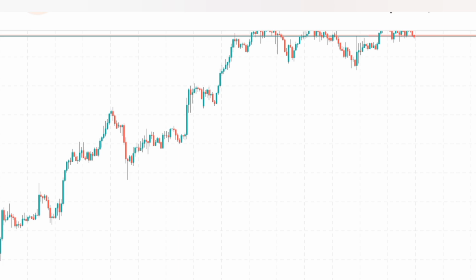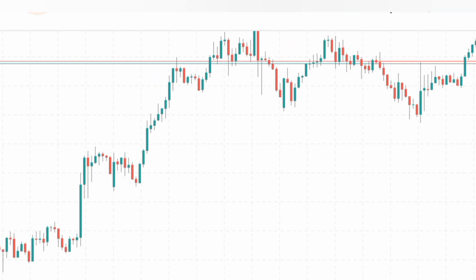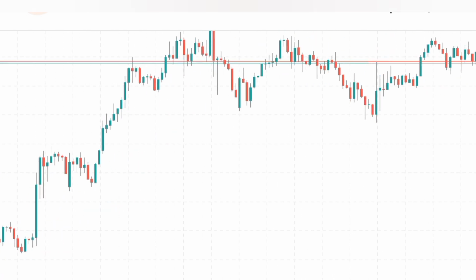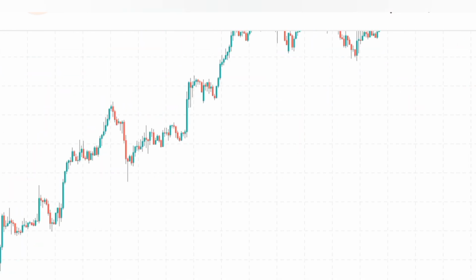So this is my gold chart. I was able to make profits this week, and I used my scalping strategy that has almost an 80% win rate. This one I use a retracement method. I always trade retracements, guys.